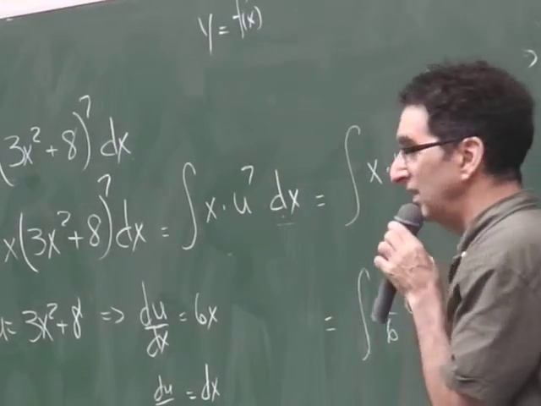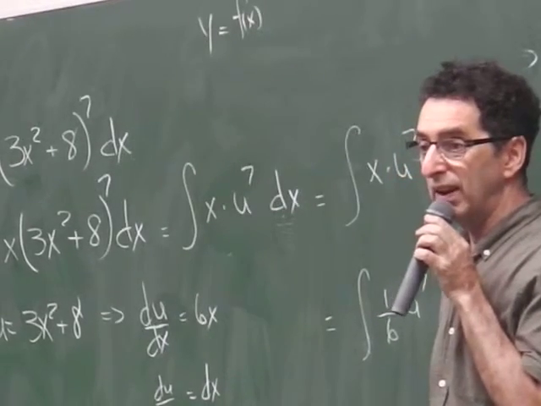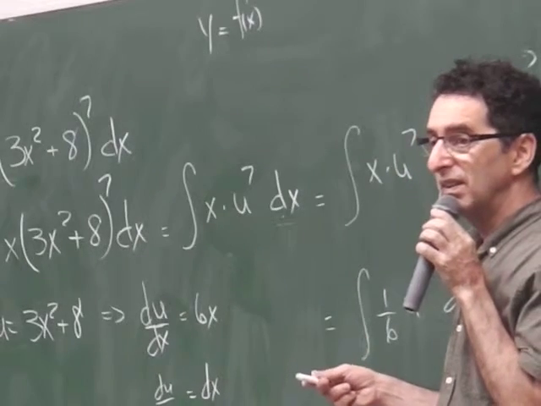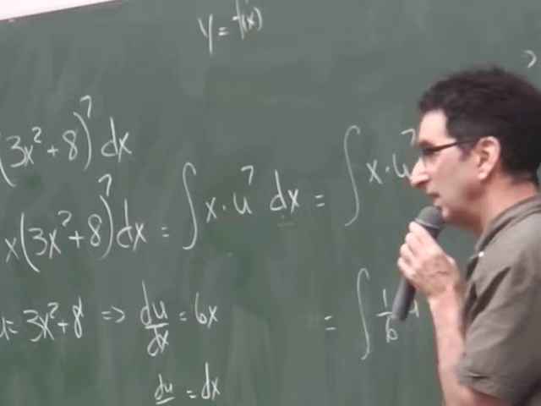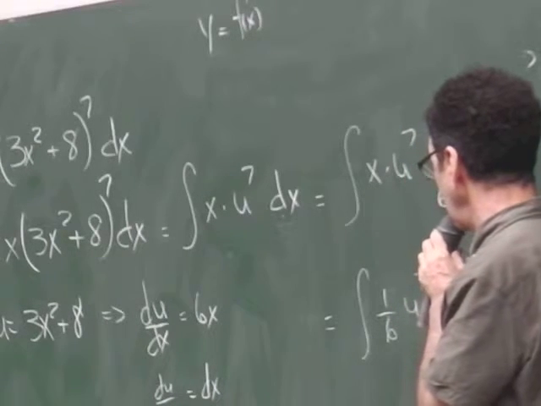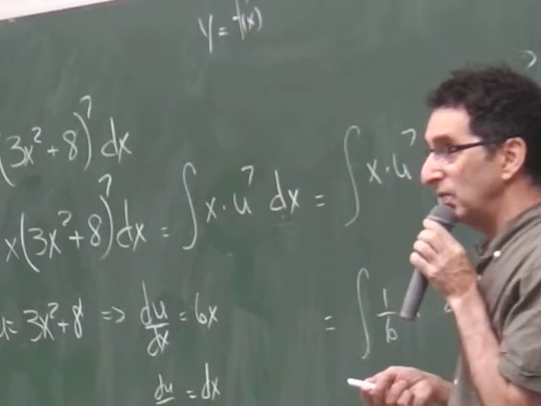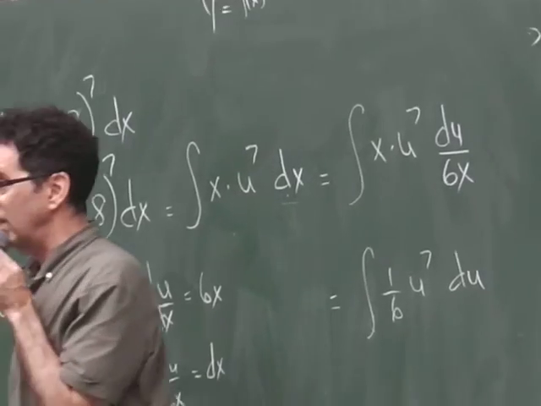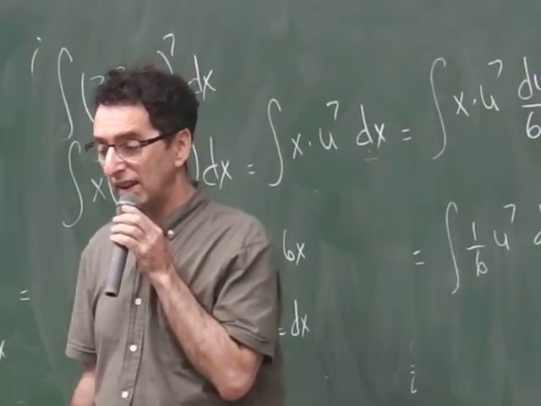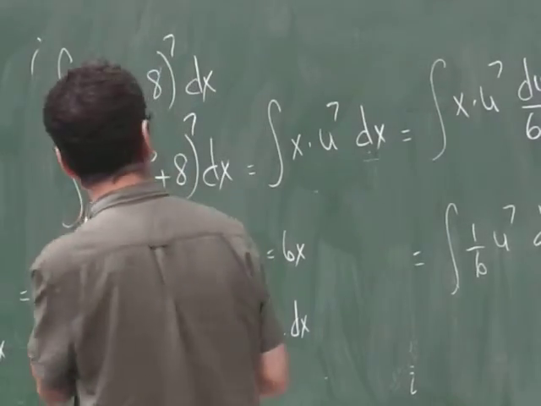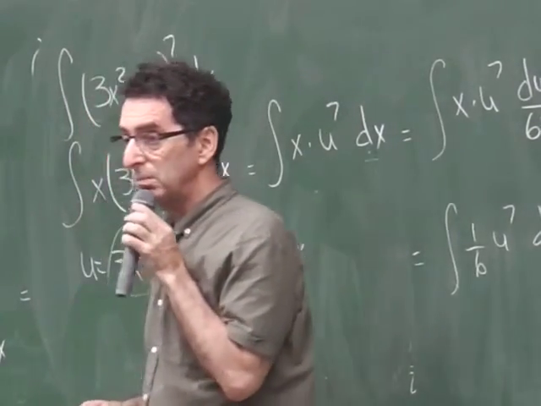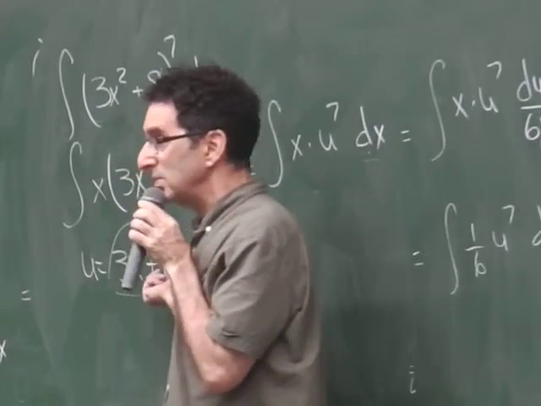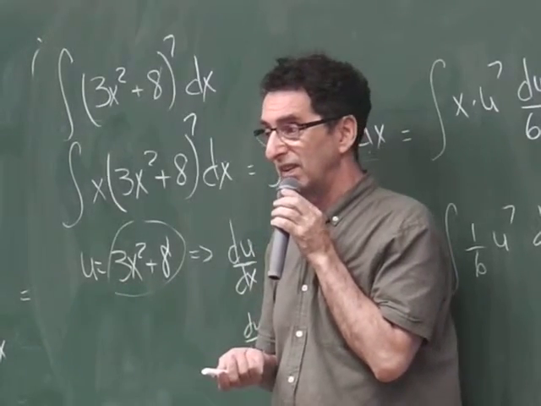Then you can do the integral of that. It's u to the 8th over 8 times 6, or in other words, over 48. And then just replace u by 3x squared plus 8, and you have the answer. And what is this called again? Integration by substitution. We make a substitution here, and then we try and do it.